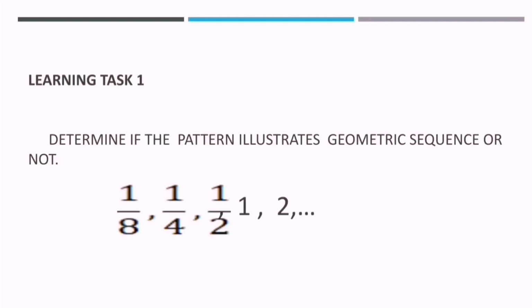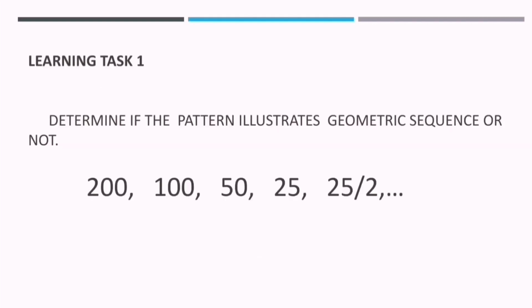Next. What have you observed? We can say that we multiply 2 to get the succeeding terms. 1 over 8 times 2 is 2 over 8 or 1/4. 1/4 times 2 is 2 over 4 or 1/2. 1/2 times 2 is 2 over 2 or 1. And 1 times 2 is 2.